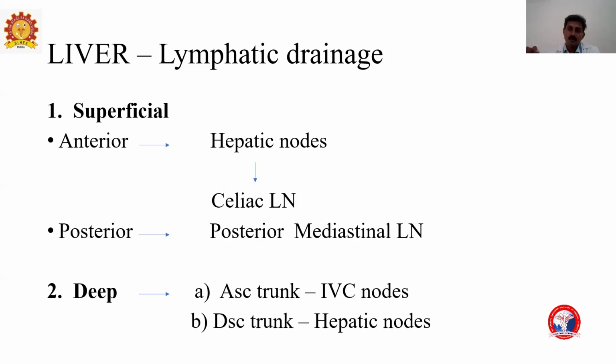The lymphatic drainage from the deeper part of the liver can be divided into an ascending trunk and a descending trunk. The ascending trunk reaches the IVC nodes, the inferior vena cava lymph nodes. The descending trunk goes to the hepatic nodes. Ultimately, all the nodes reach the celiac nodes.